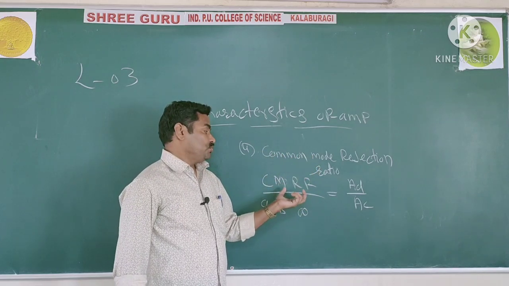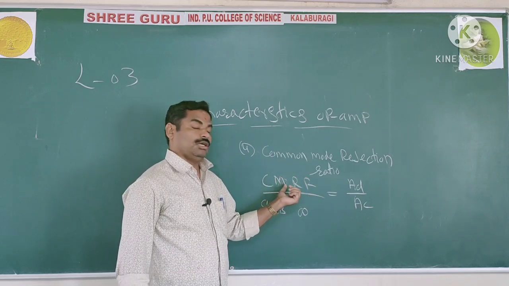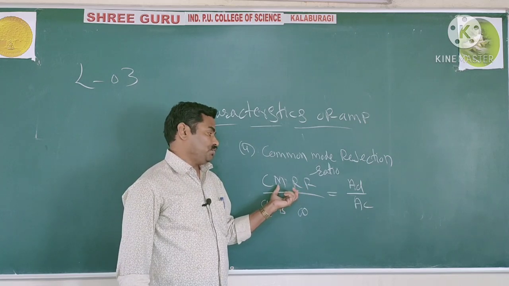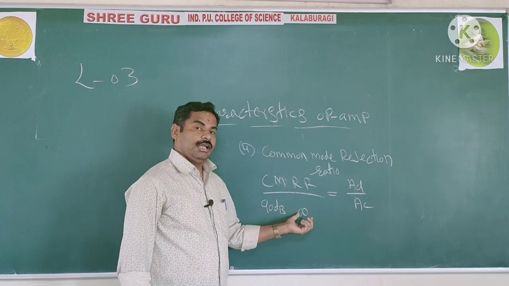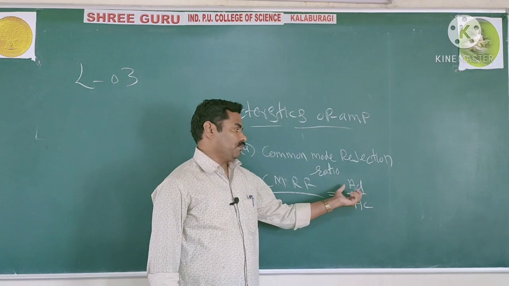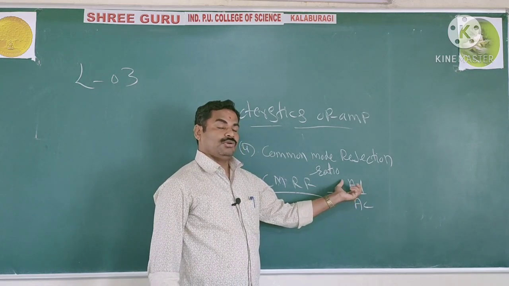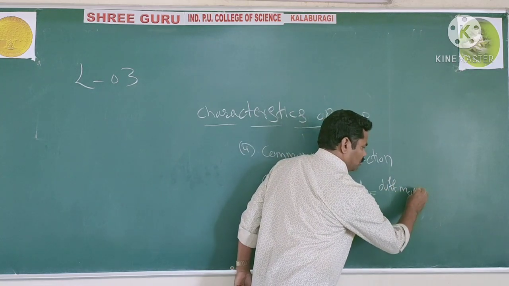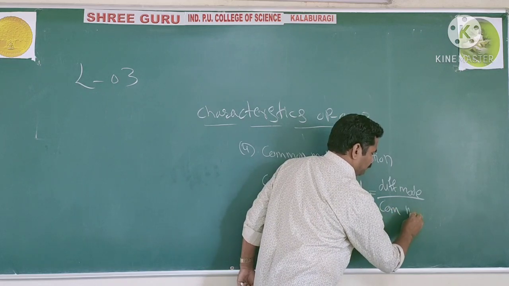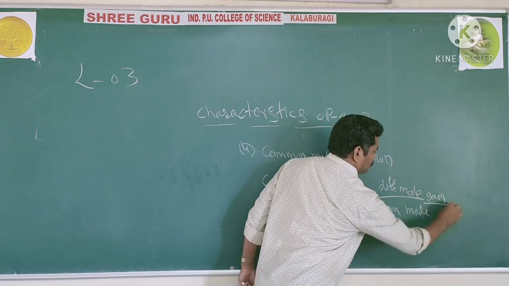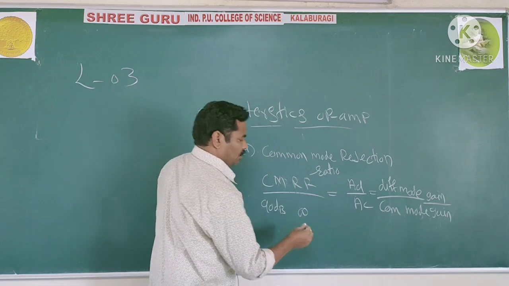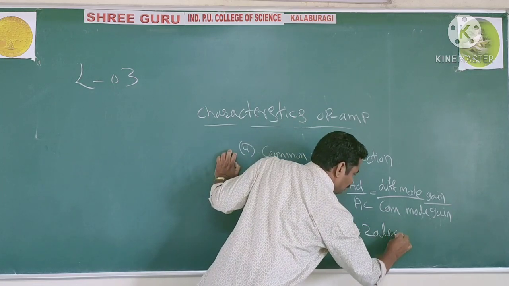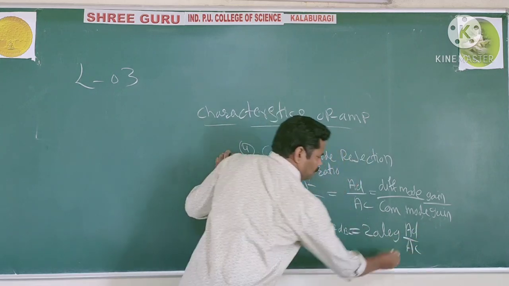The CMRR indicates the ability of an amplifier, how much ability the amplifier has to amplify the signal. Always we want CMRR to be infinity ideally, but practically it is 90 dB. It is the ratio of differential mode gain to the common mode gain, and as we know, we can write it in decibels. CMRR in decibels is nothing but 20 log Ad by Ac.